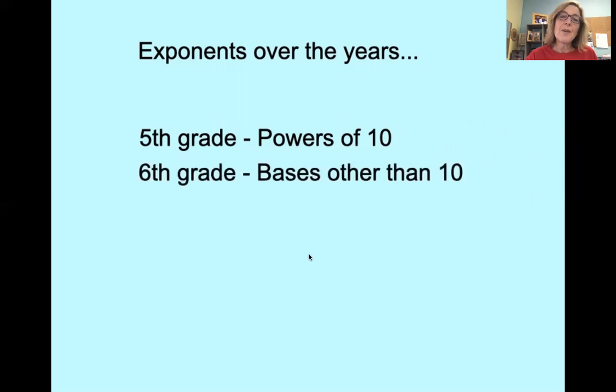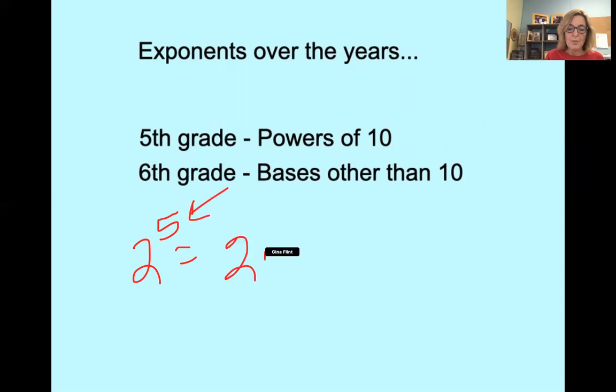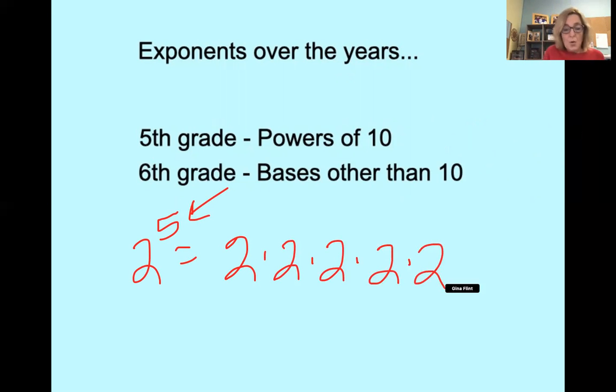In 6th grade, we changed the base to be numbers other than 10. So we might have said 2 to the 5th power, and what that means is 2 is a factor and it's repeated 5 times. So 2 times 2 times 2 times 2 times 2. So this form, 2 to the 5th power, is exponential form. This 2 times 2 times 2 times 2 times 2 is expanded form.